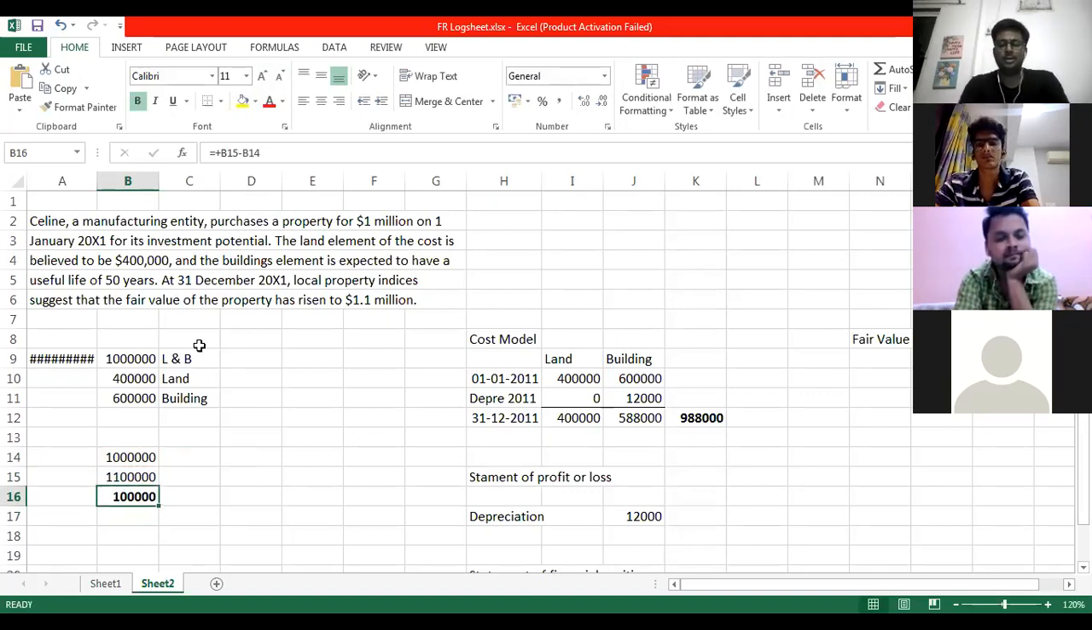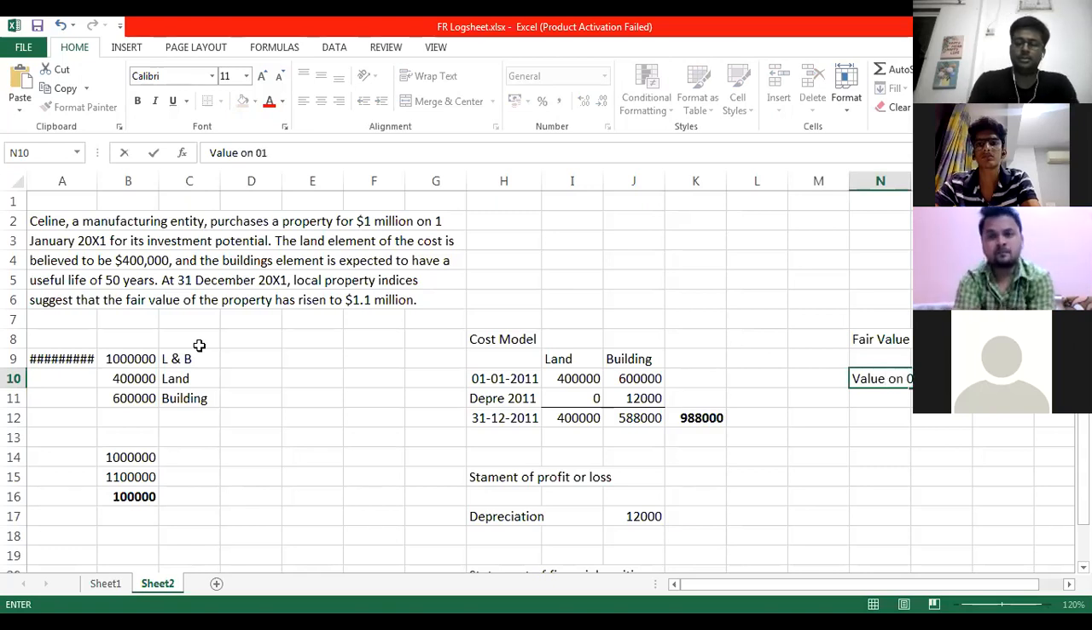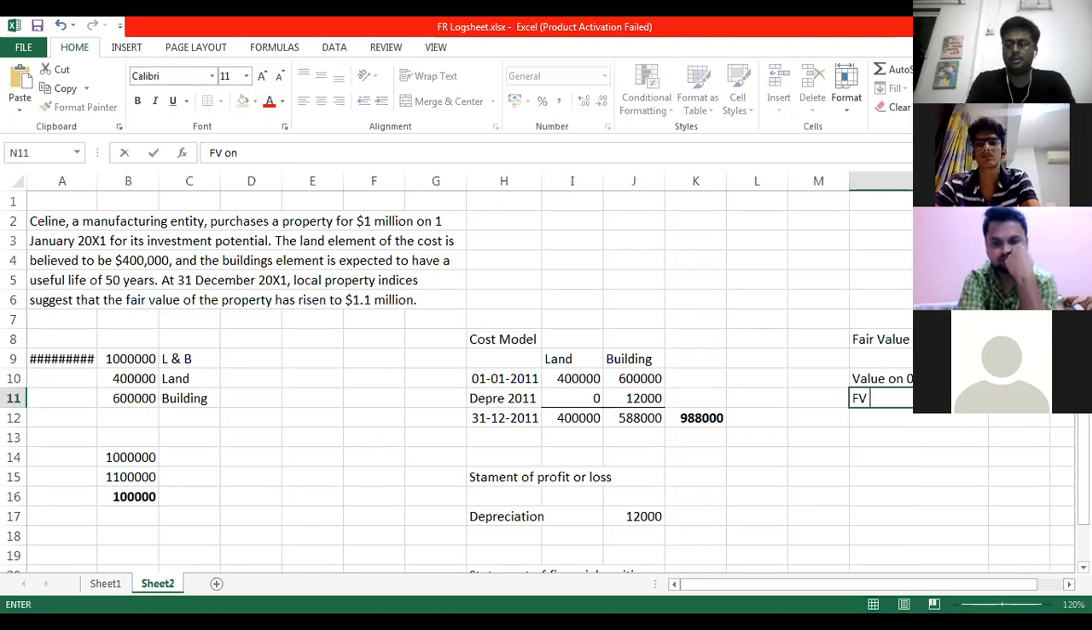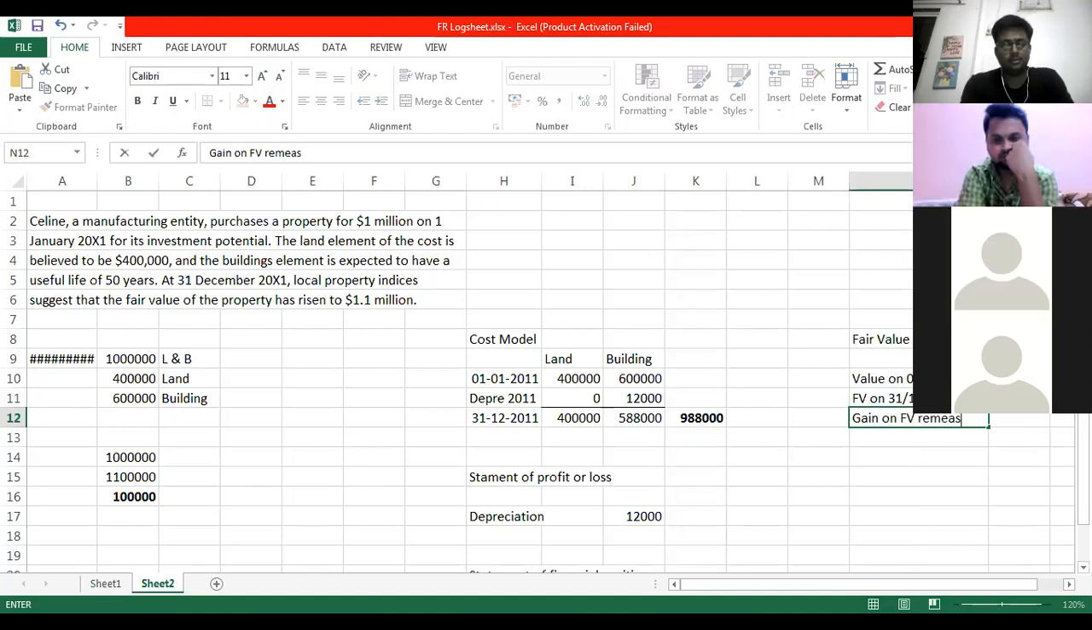Okay. Now in case of fair value model, depreciation is not provided. So simply on the reporting date, that is 31st December 2011, what we will see? We will see the fair value change. Now here, fair value is increasing. So value on 1st January 2011, that is the 10 lakhs. Fair value on 31st December 2011, that is 11 lakhs, 1.1 million. So gain on revaluation, fair value remeasurement or revaluation is 1 lakh, this minus this.